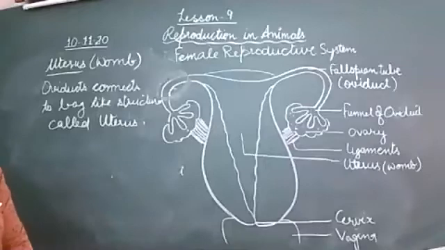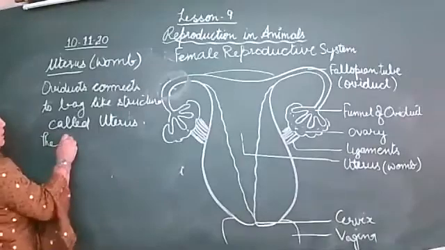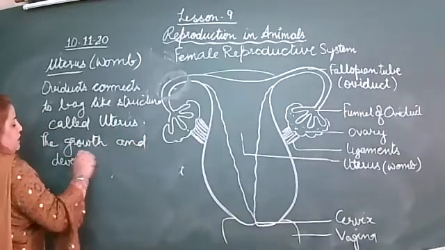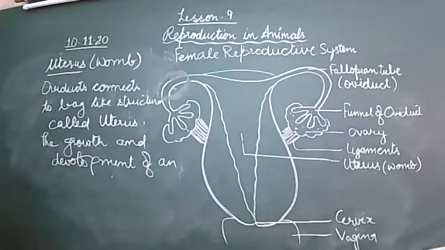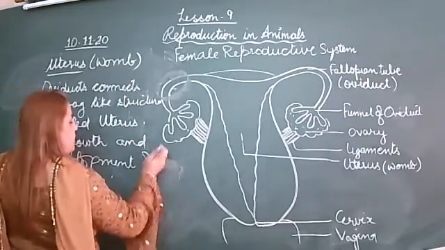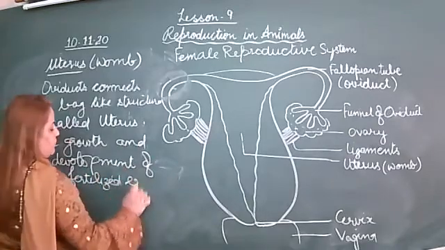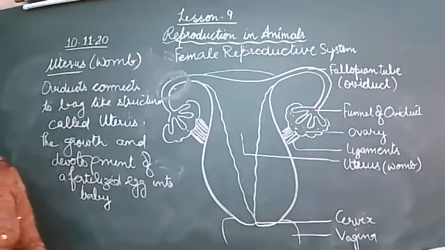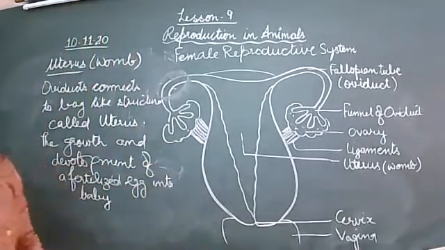Write down the sentence: growth and development of a fertilized egg into baby takes place here.